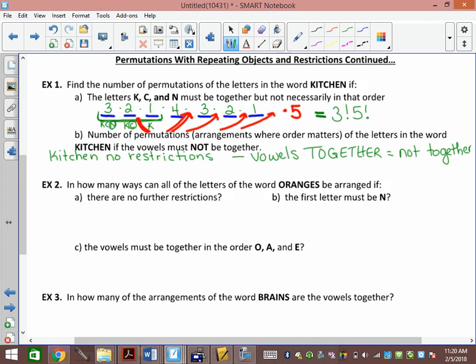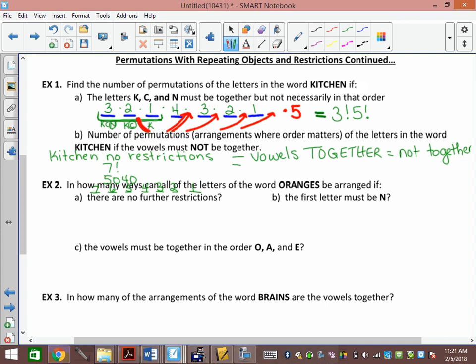Okay? Kitchen no restrictions, super easy. How many letters are there? How many blanks are there? And we go 7, 6, 5, 4, 3, 2, 1, which is also known as 7 factorial. 7 factorial or 5040. We agree? Because it's just 7 blanks. You leave one, you leave one, you leave one. So 7, 6, 5, 4, 3, 2, 1. Another way to look at it is like this. We agree? Okay.